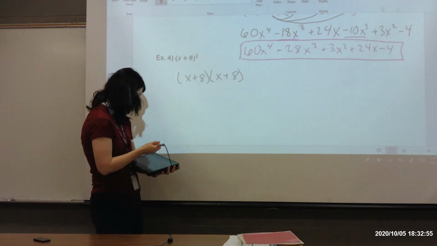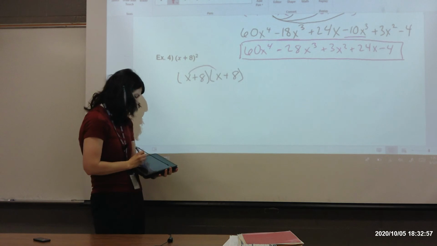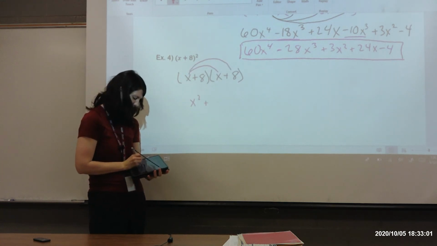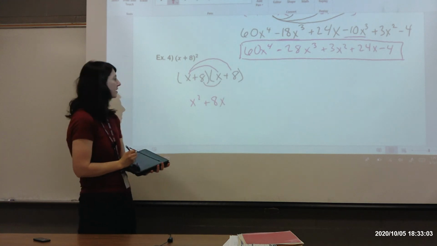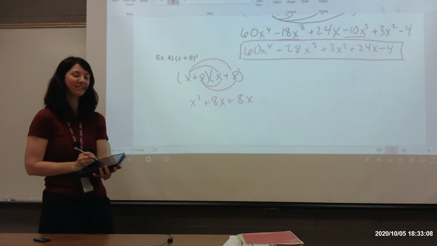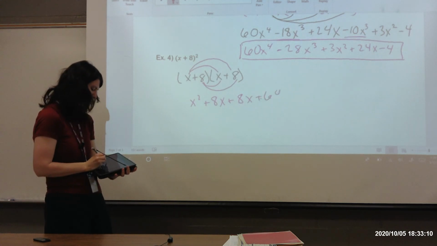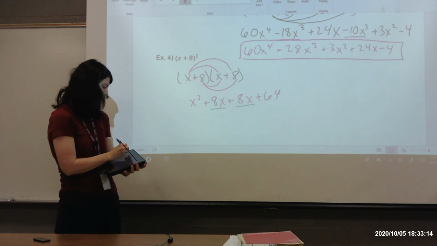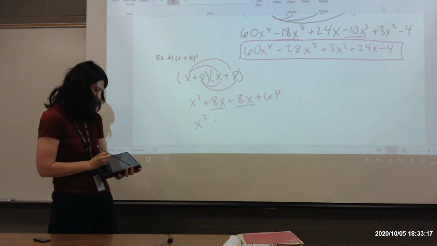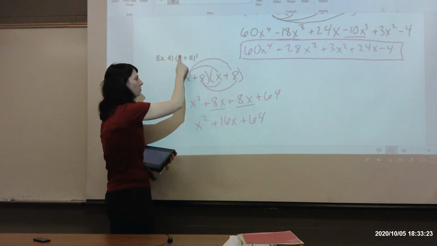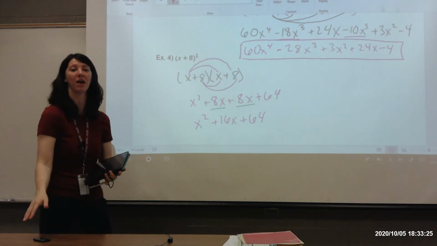Okay, let's check. X times x, x squared. X times 8, 8x. 8 times x, 8x. And 8 times 8 is 64. Check for like terms. We've got an 8x and an 8x, which would give us x squared plus 16x plus 64. Now there is a pattern that comes out when you have these squares, but I'm going to let you figure that one out, okay?